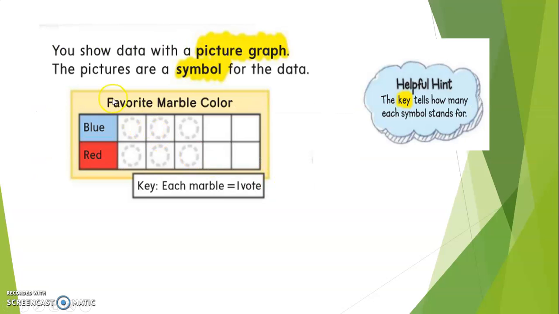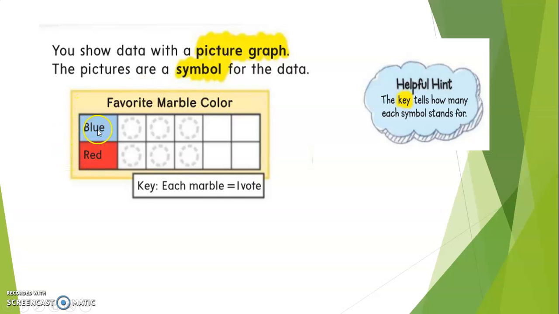Now we need to read the meaning of the picture graph here. You show data with a picture graph. So in the picture graph, we are showing the data using symbols. These symbols are for the data. Now I want you to look at this table here. At the top we have the favorite marble colors. This is the topic of this table.